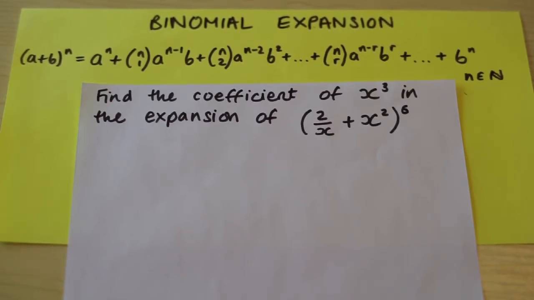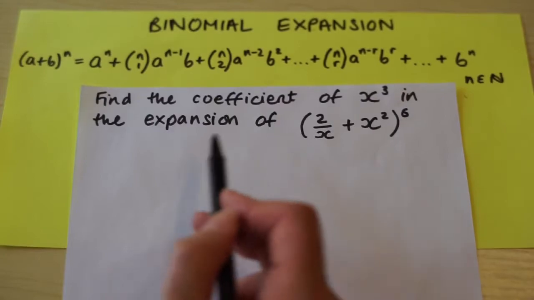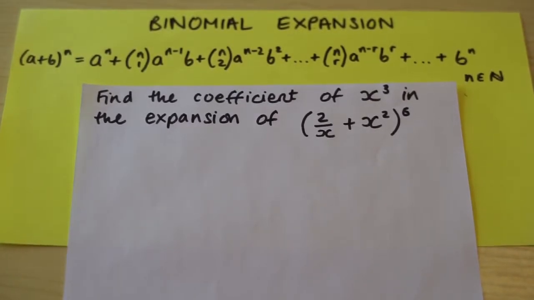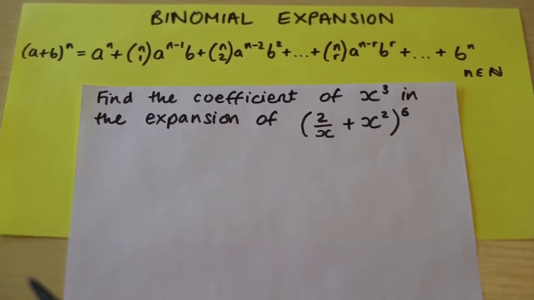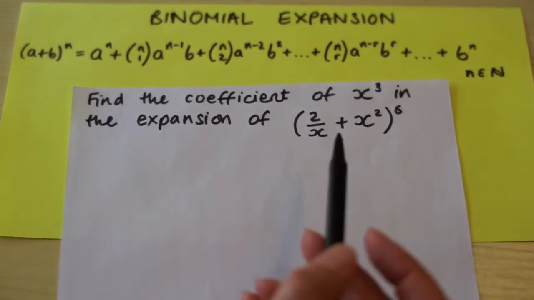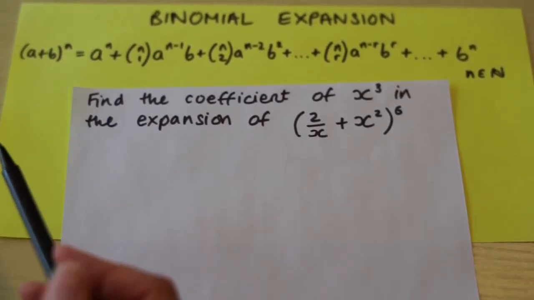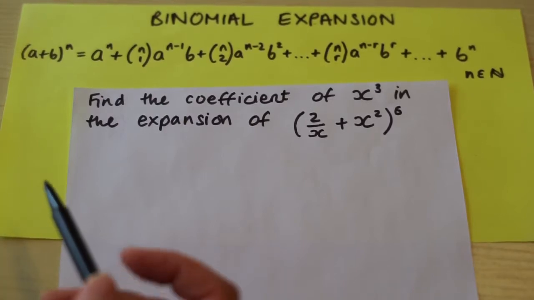I'm going to be going through how to use the binomial expansion to help you solve a relatively challenging bracket expansion question. So here is the question that we're going to be doing today. We're going to find the coefficient of x cubed in the expansion of (2 over x plus x squared) all to the power of 6. The way that this differs from the easier examples is because there is an x in both of the a and b terms of the expansion.